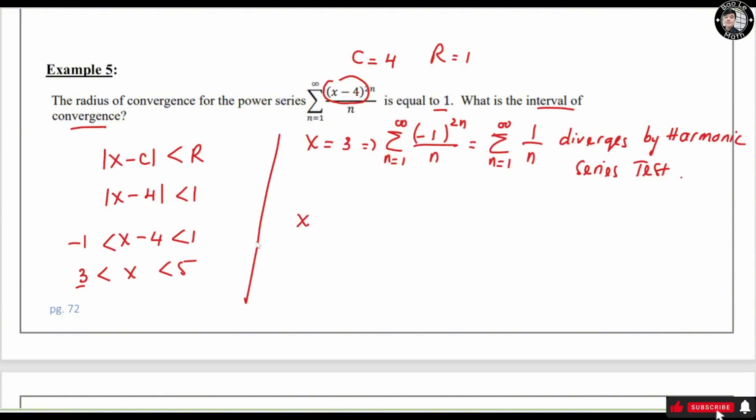Now s equals 5 and then the series becomes 1 over n, and this guy, the same thing, diverges by the harmonic series test. So the answer is just this guy.